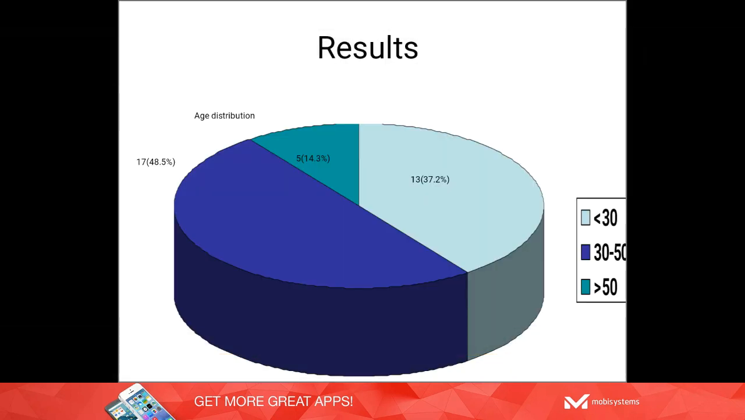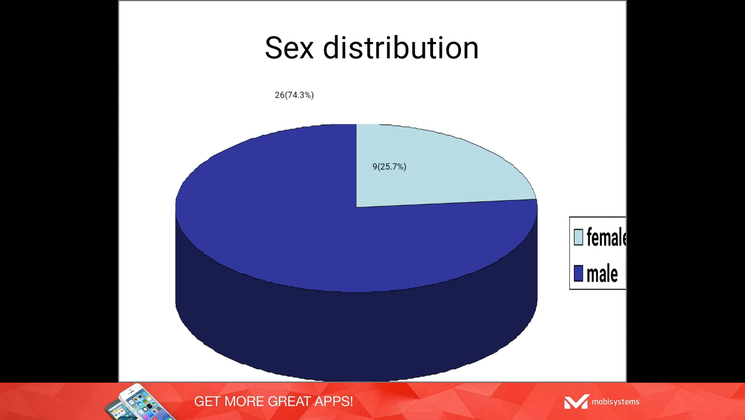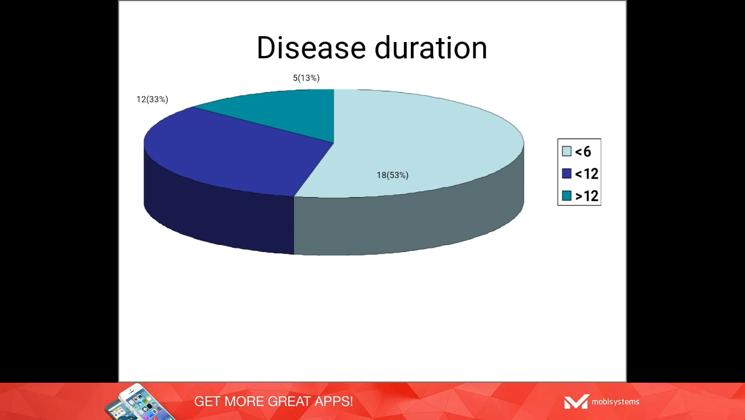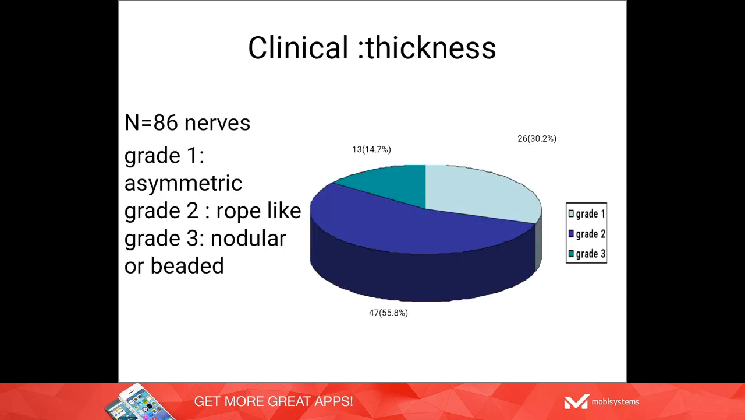Our results showed that the majority of patients, around 50% of our patients, were aged between 30 to 50 years, and most of our patients were male, around 74 patients. So we used relatively newer patients who were newly diagnosed with the disease. So around 50% of our patients were diagnosed with leprosy less than 6 months ago.